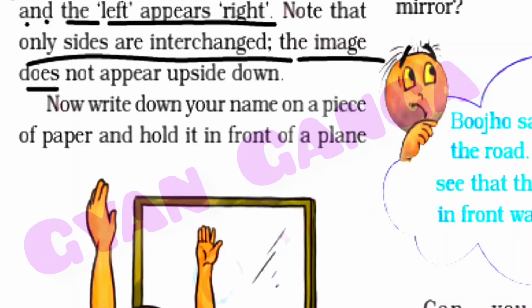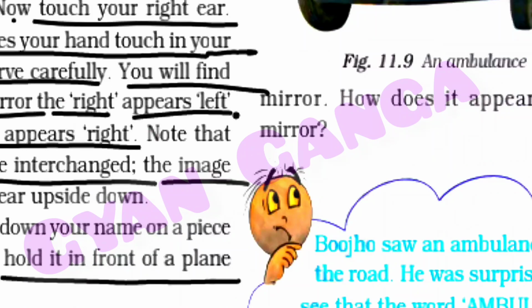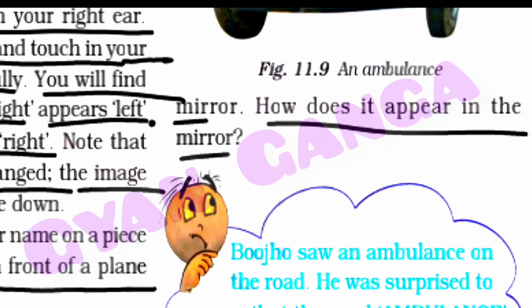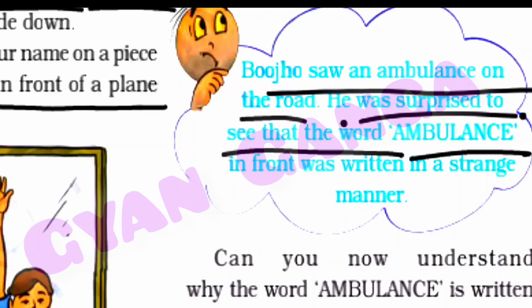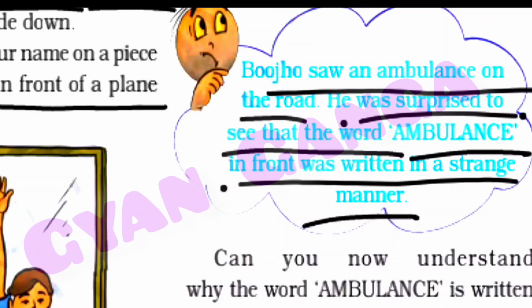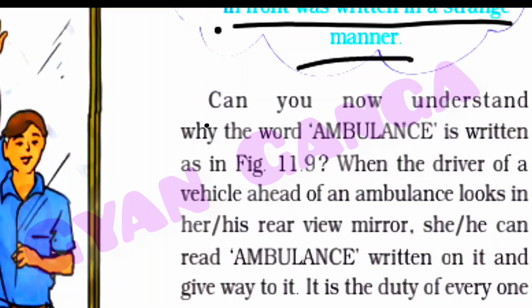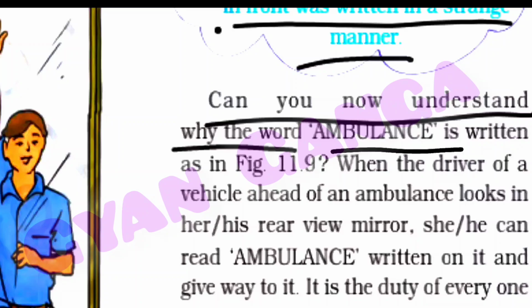Write down your name on a piece of paper and hold it in front of a plane mirror. How does it appear in the mirror? Buju saw an ambulance on the road. He was surprised to see that the word ambulance in front of it was written in a strange manner. Can you now understand why the word ambulance is written as in figure 11.1?